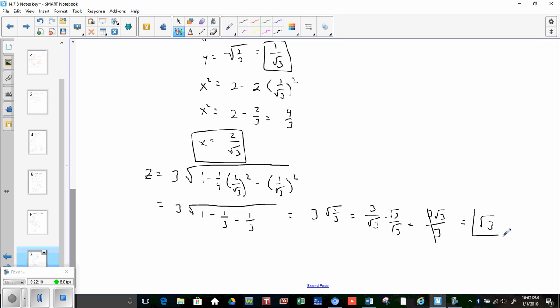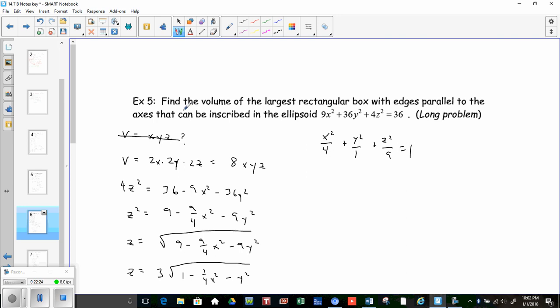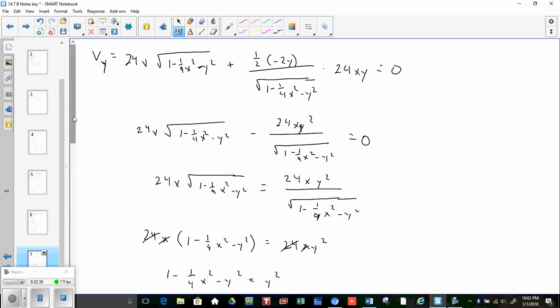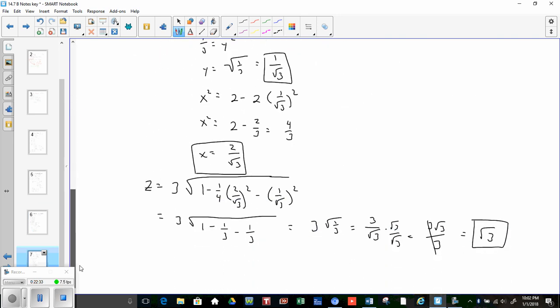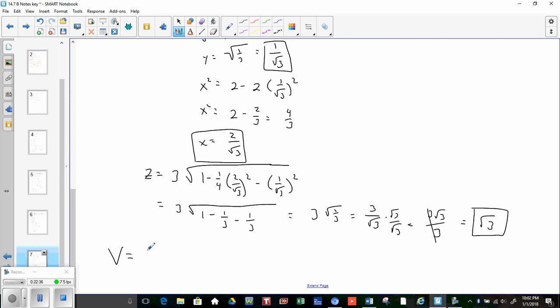and we have z. But we do have to make sure we answer the question, which was, what's the volume of the largest rectangular box? So the volume, remember, was 8 times xyz. So the volume, after all this, is 8 times x, 2 over root 3, times y, 1 over root 3, times z, which is root 3. Those cancel out. You're going to get 16 over root 3, whatever the units are cubed.